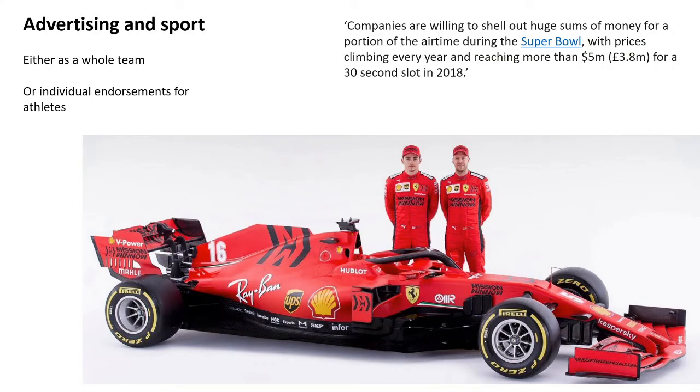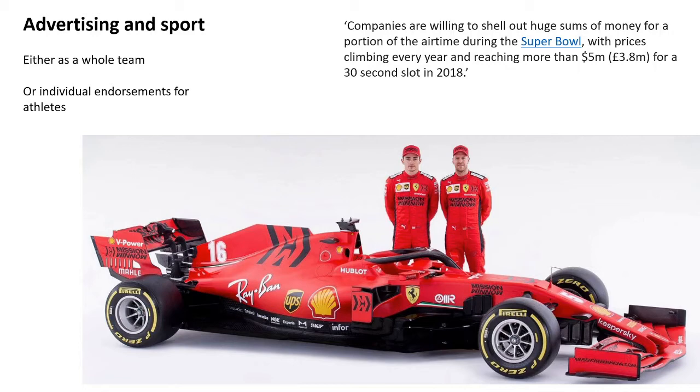So advertising in sport. Obviously, sport is a huge thing, and there are sports all around the world, and some sports are absolutely global. Things like football, obviously, is an incredibly global sport. So advertising can either be taken as a whole team, or as individual athletes. Individual football stars can have their own endorsements, their own sponsorships, or teams can have their main shirt sponsor.